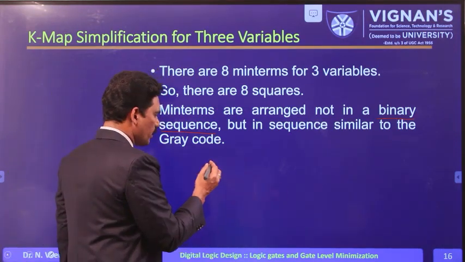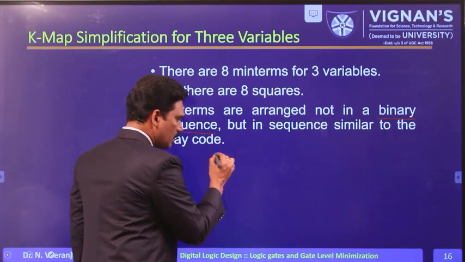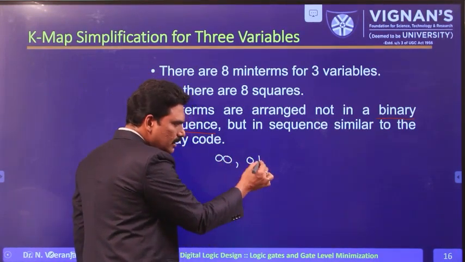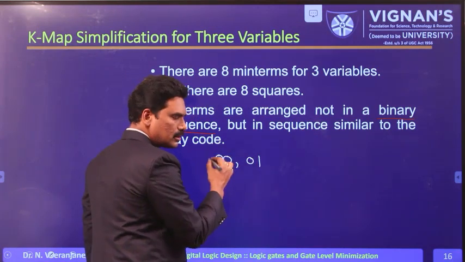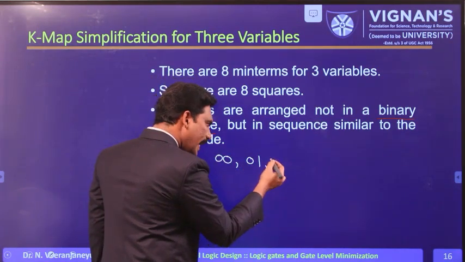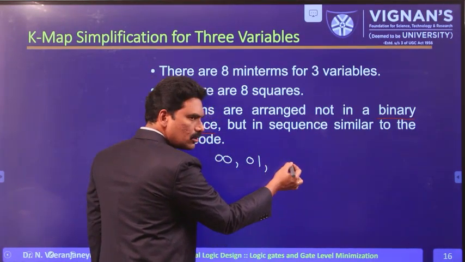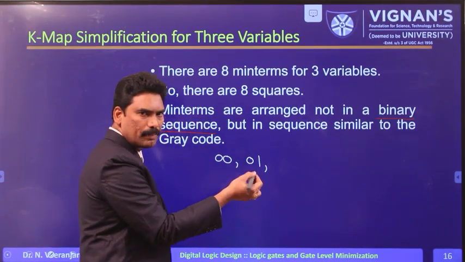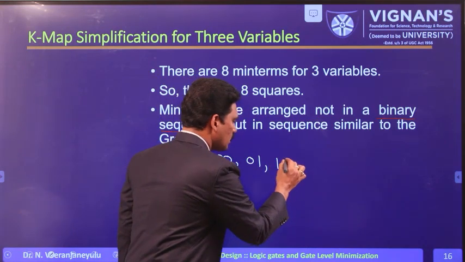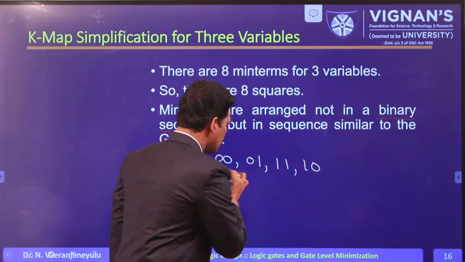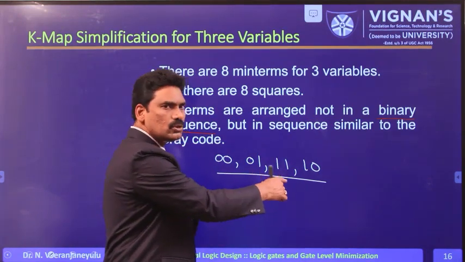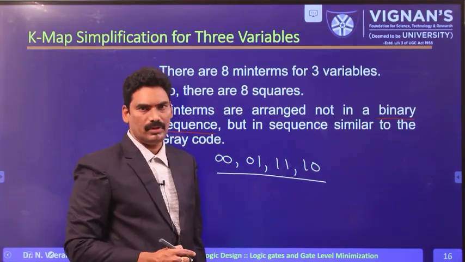Suppose you consider one example, with two variables. 0, 0 is there. Next one is 0, 1. Here there is a change in only one bit from this to this. Next one, actually we have to write 1, 0, but if you write 1, 0, two bit changes will be there. So this is 1, 1, then 1, 0, and this is called gray code. We are going to use this gray code in our K-map simplification.